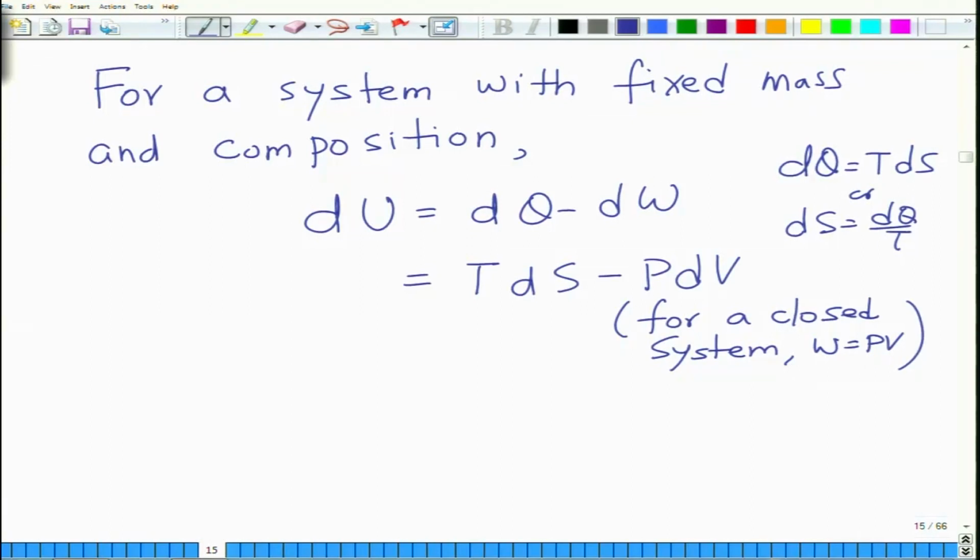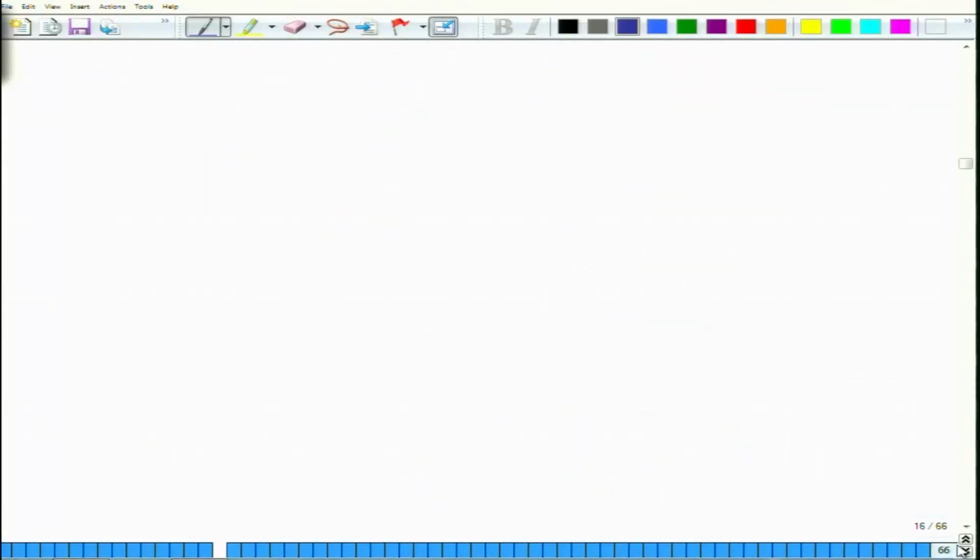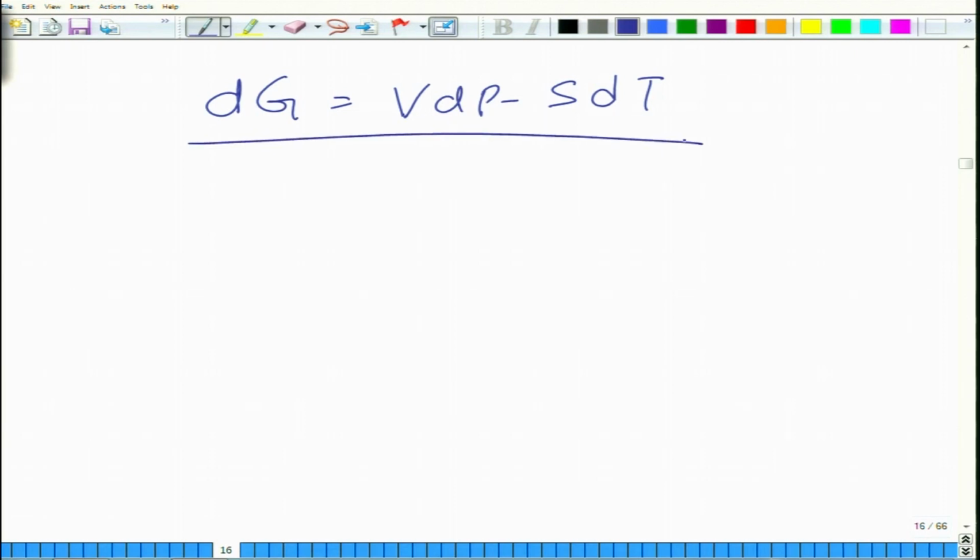Okay. Now, if that is the case, then dG becomes, if you replace this, TdS minus PdV plus PdV plus VdP minus TdS minus SdT. So, we cancel this, and what we obtain at the end is dG equal to VdP minus SdT. This is the basic thermodynamic equation that we have.